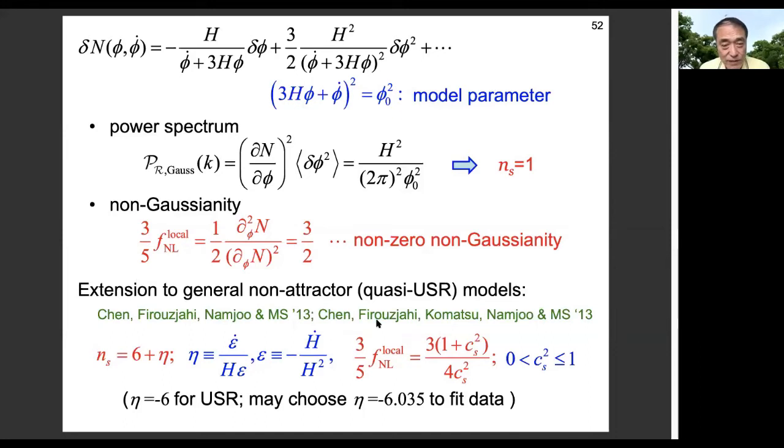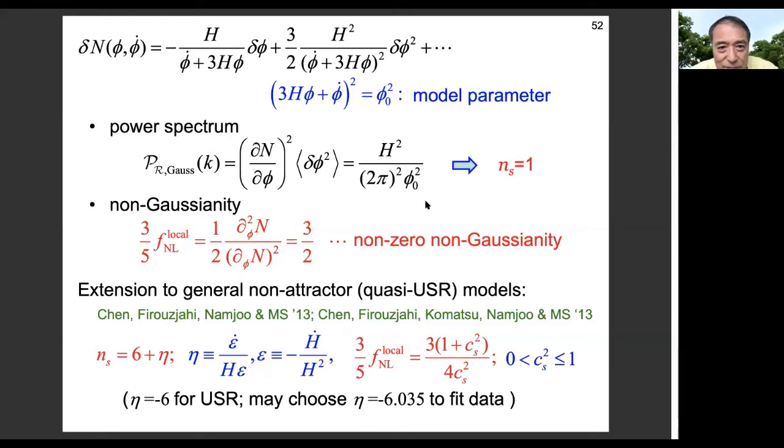So this is one example that when you have non-trivial phi dot dependence in the number of V4, then even in a single field case, you may have some result which is different from what is known for standard single field slow roll inflation. Okay. Any questions so far? Please just let me know.